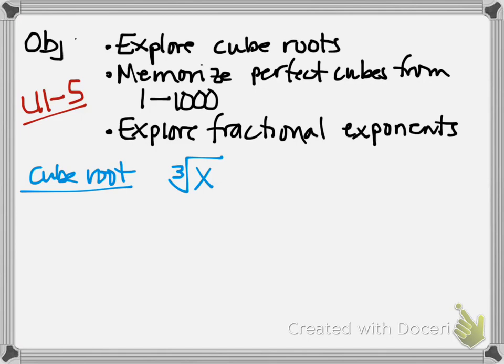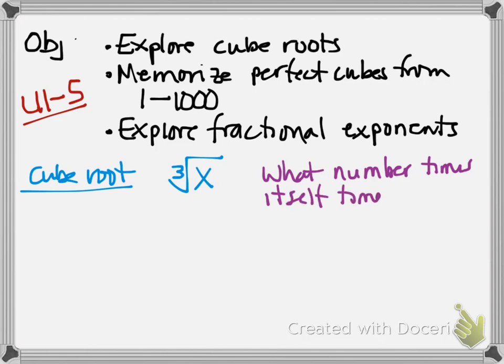Okay. So what we're looking for is what number multiplied 3 times, right? Okay, not by 3, but 3 times. So what number times itself times itself? So that's what we're trying to figure out, is can we take that x value, and is there a number times itself that I can pull out? Okay, so that's our cube root.